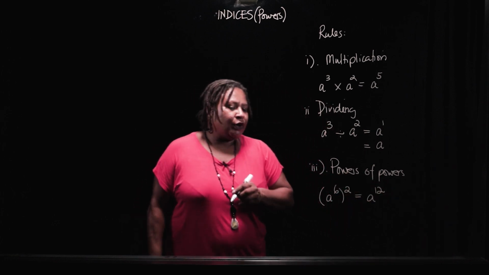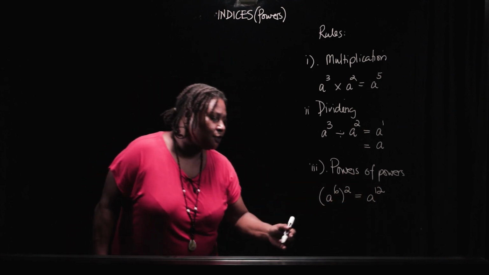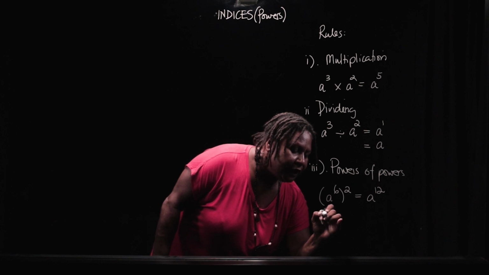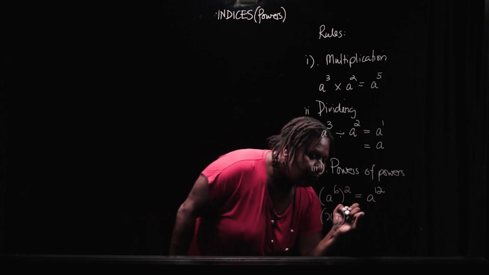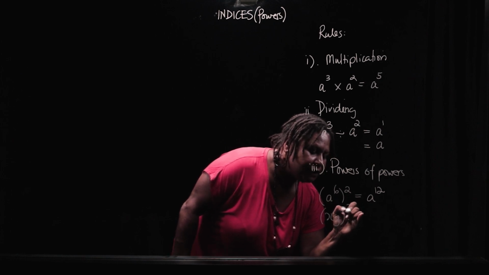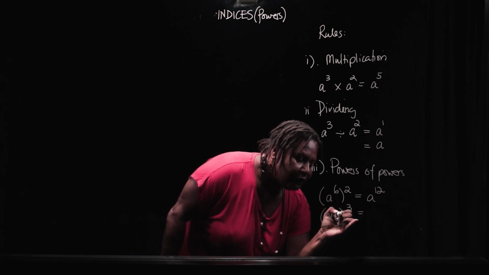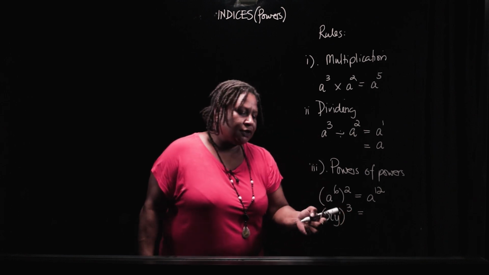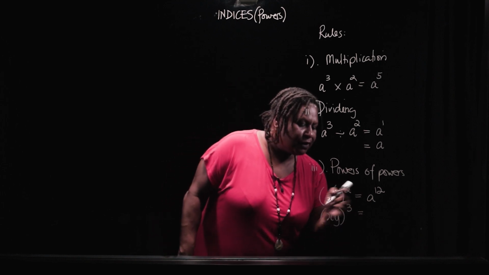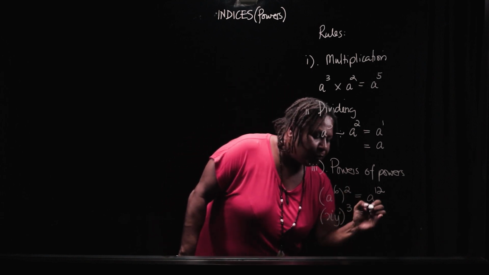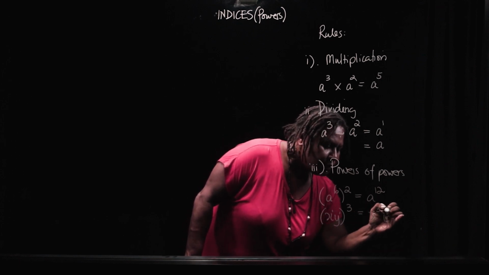Under powers of powers, we also have a case where we would have two terms in the brackets raised to a power outside the brackets. Again, we do not write the index 1, but it is a power. So we multiply the power in the bracket by the power outside the brackets. So x to the power of 1 multiplied by 3 becomes x to the power of 3, and y is also raised to a power of 3.